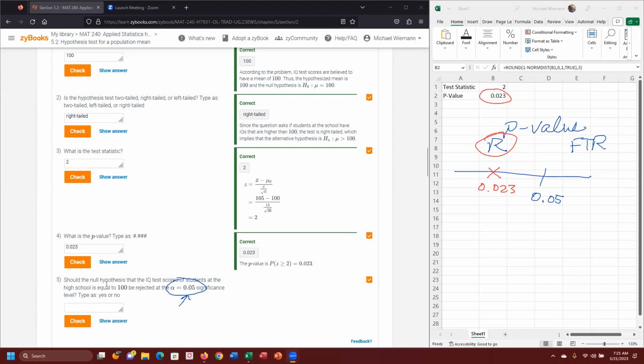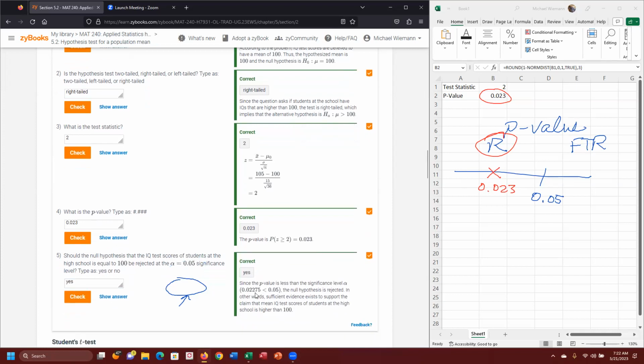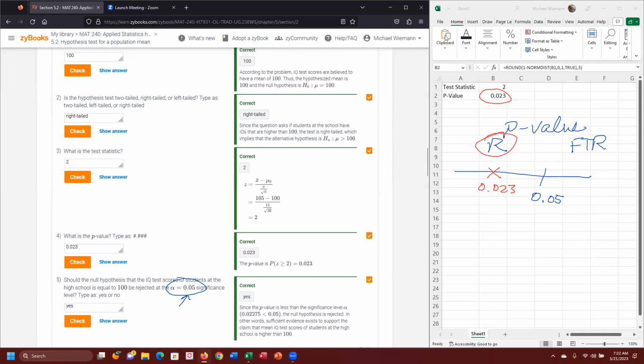So the question is, should the null hypothesis be rejected? We identified that it was rejected. Therefore, I'm going to type in the word yes, check it, and we have the correct answer in this particular case, completing that problem.